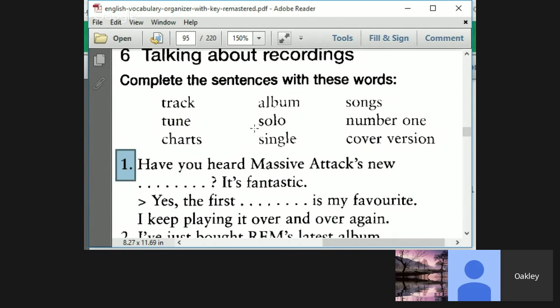New album. Very good. An album refers to the primitive vinyl disc. That used to be in the past. You'd put on a record player and put a needle on it and listen. But now works of music are commonly just referred to as an album. That's right.